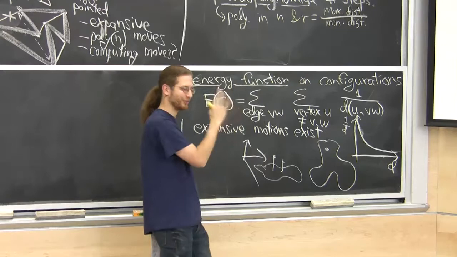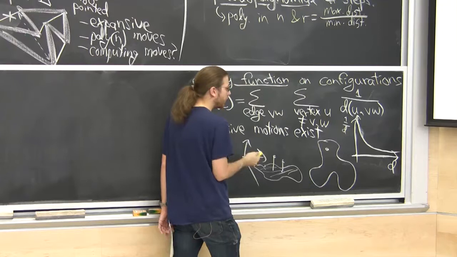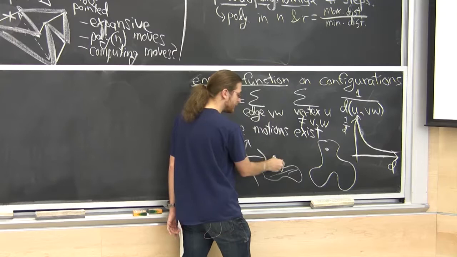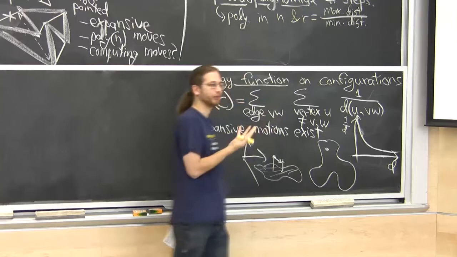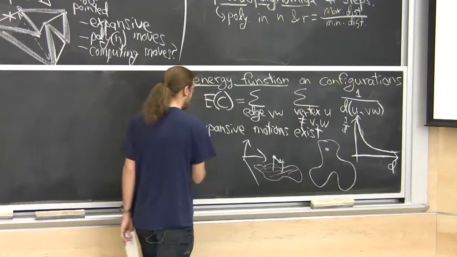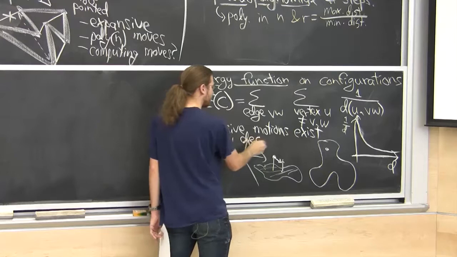We plot over that. What I'm saying is, because expansive motions exist, there has to be a motion from every point that decreases energy. Because if you decrease every distance, you also decrease them on average, in this sense. If every term decreases, then of course the sum will. So this means energy decreasing motions exist.